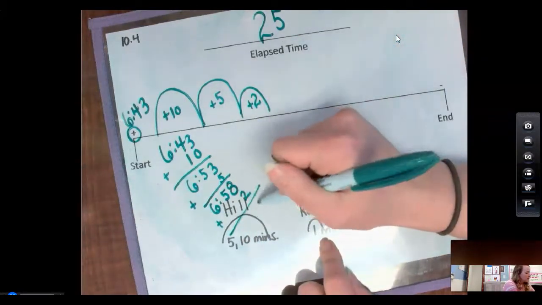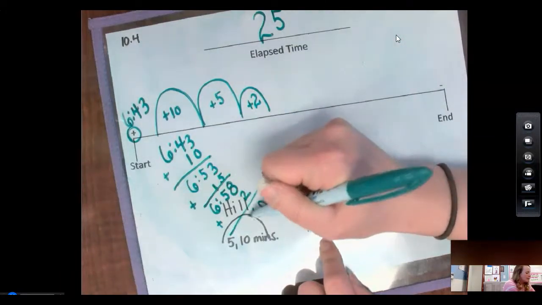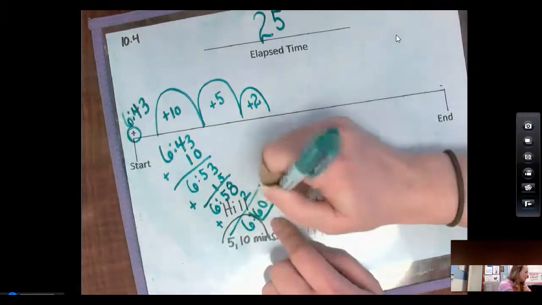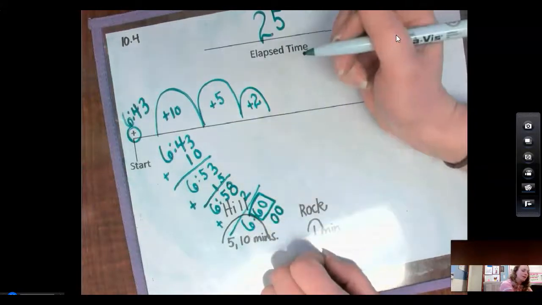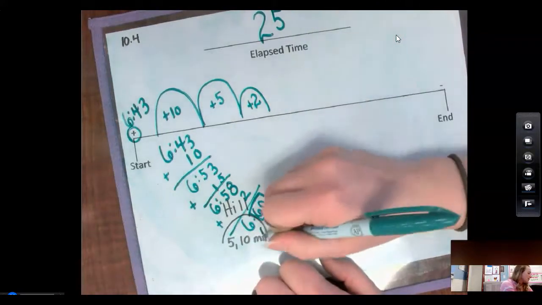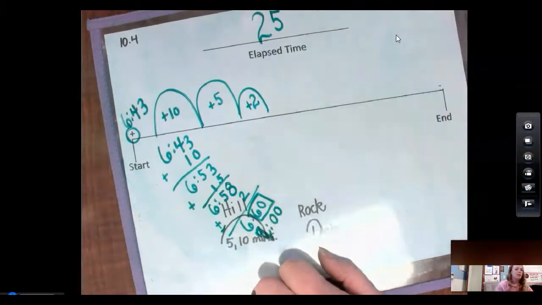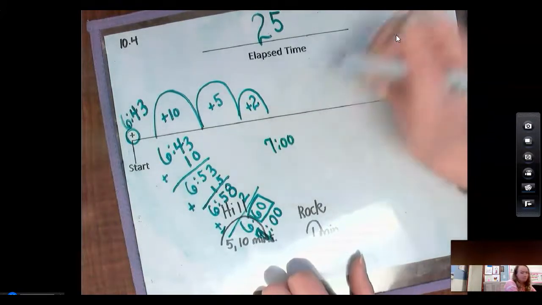8 plus 2 is 10. Carry a 1. 1 plus 5 is 6. I'm at 660. So what happens when I hit a 60? Well, when I hit a 60, that becomes double zeros, right? So now I'm going to make it a 7. So we are at 7 o'clock. So I'm going to make that up here, 7 o'clock.